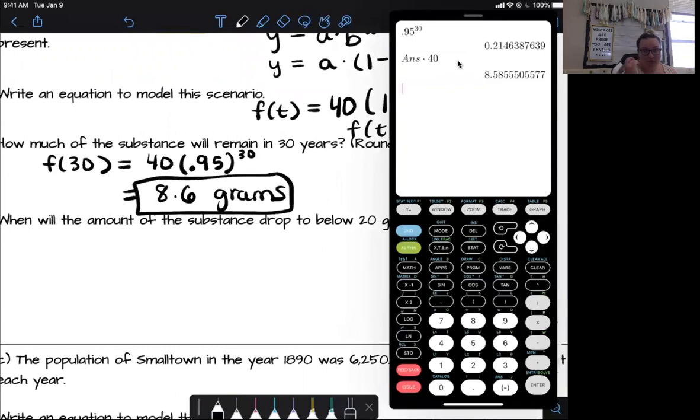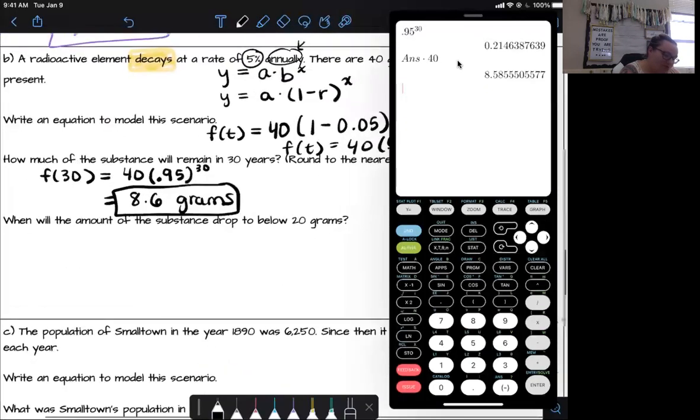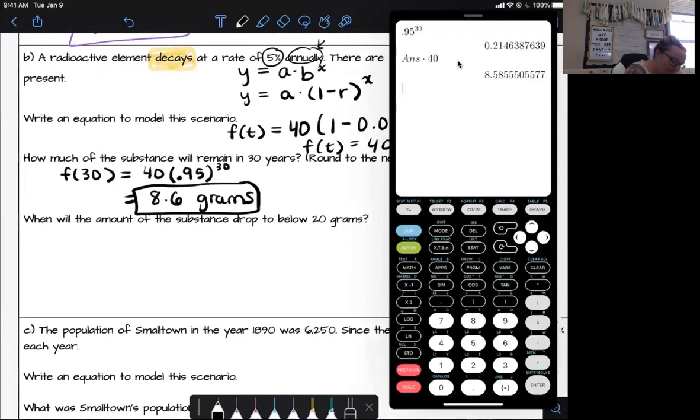So in order to find how many years it'll take to drop below 20, we're just going to try out some different numbers. So I know when I plug in 30, I get 8.6. So let's see what happens when we plug in 20. We're just going to take our function, 0.95 to the 20th, and multiply that by 40. And we get 14. Okay. So I still have less than 20 at this point. I'm trying to find when we hit 20.